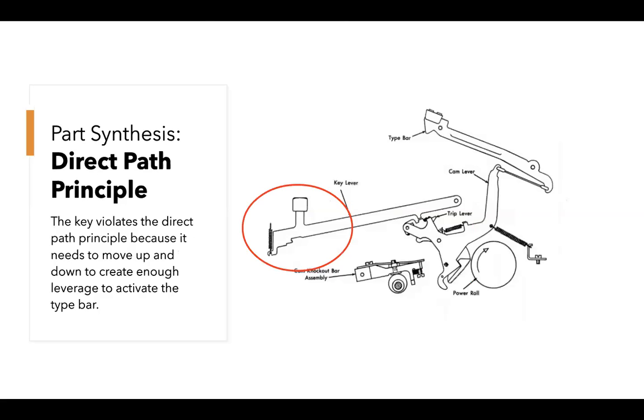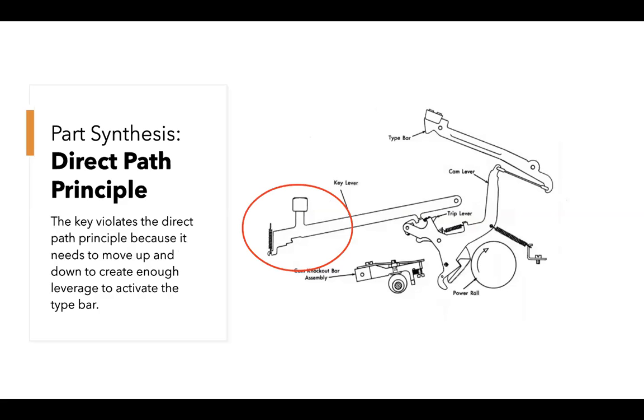So the second observation we made is another part synthesis observation, and it's involving the direct path principle. So the key violates the direct path principle because it needs to move up and down to create enough leverage to activate the type bar. So the force is going directly into the key, but where the force is going is not directly underneath the key, which the direct path principle says it should be.